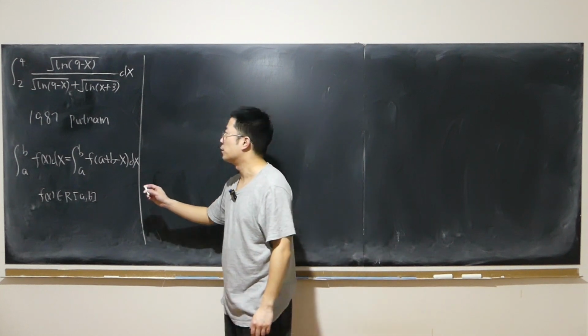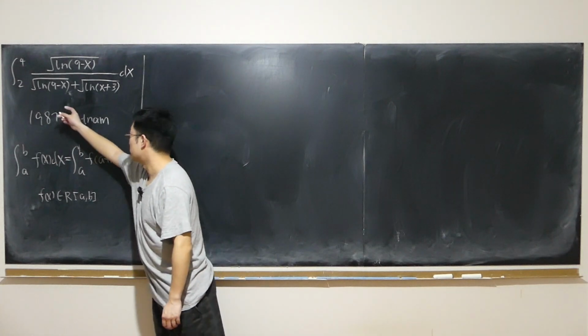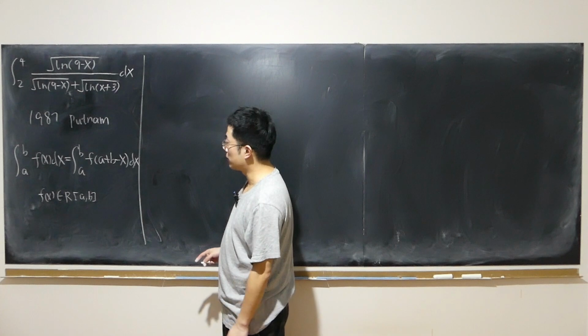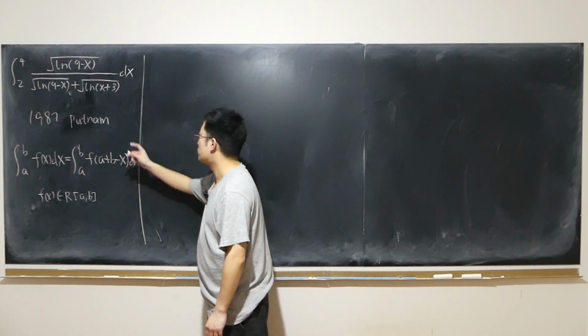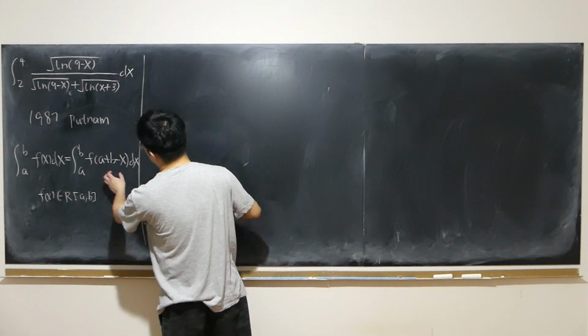Definite integral from 2 to 4 of square root of log of 9 minus x over square root of log of 9 minus x plus square root of log of x plus 3 dx. This problem is from 1987. First, I'm going to prove this lemma.